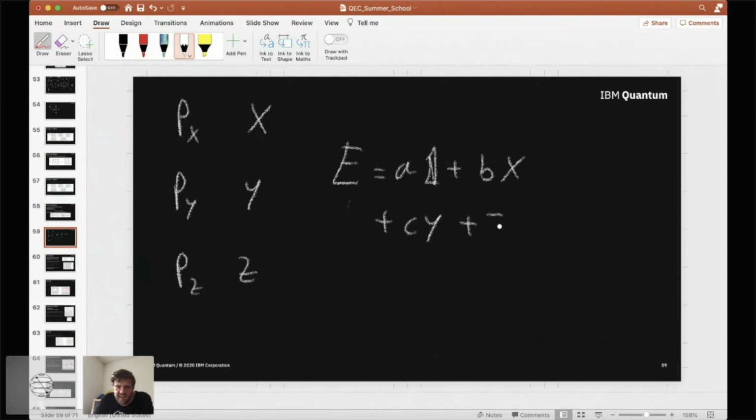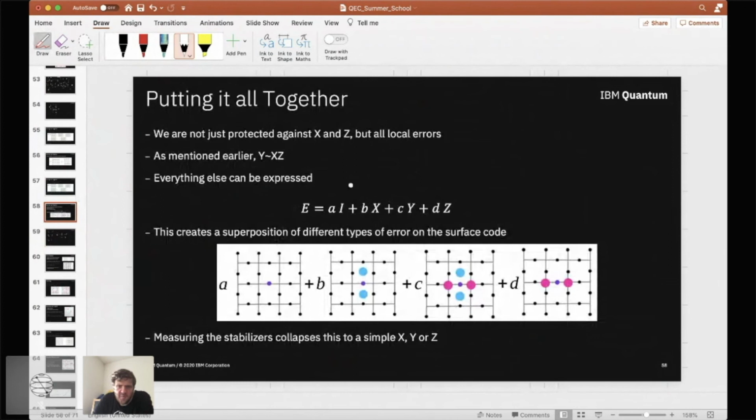Plus Z, which is really going to create a big, horrible superpositioning thing. But if we think about how that would be applied on our code, well, we know that if we apply an X on our code, then it changes the parity of two plaquettes and gets detected in that way. We know that if we do a Z on our code, it changes the X parity of two vertices and gets detected in that way. A Y, because Y can be written as a combination of X and Z, will do both of these things and will get detected by both types of syndrome.